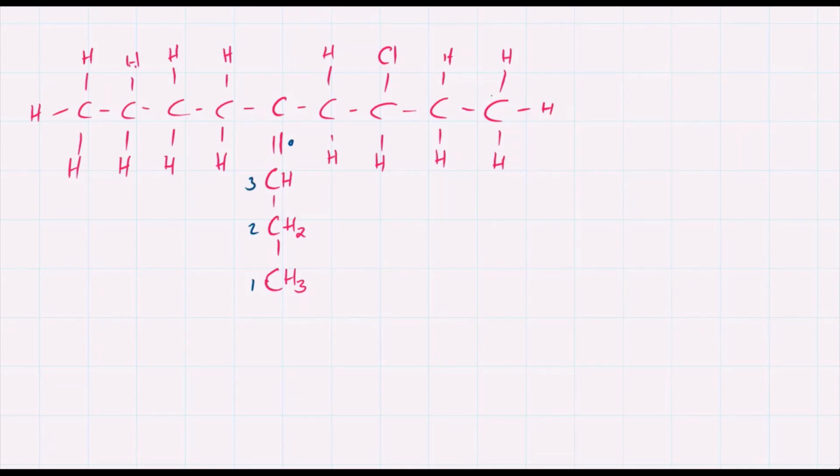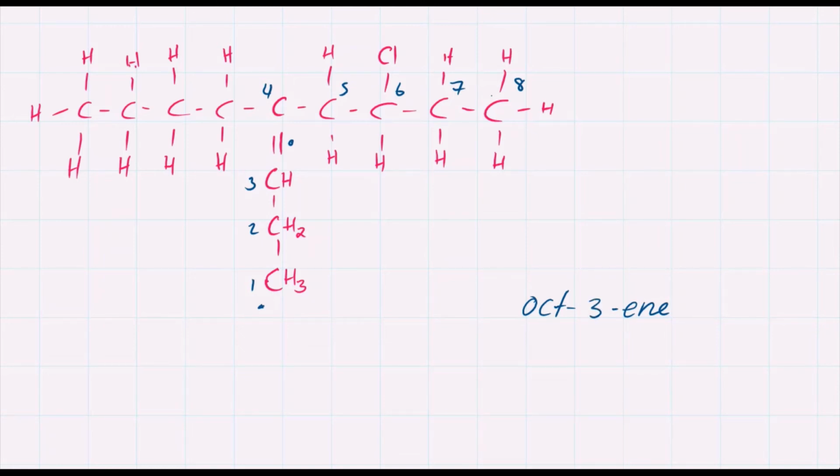1, 2, 3, 4, 5, 6, 7, 8. Remember, I counted starting here because I want that alkene to be on the lowest number, 3. If I counted from this end, it would be 1, 2, 3, 4, 5, 5, and that's bigger than 3. So it's 8 carbons long. We know that it's going to be an oct-something-ene. That double bond starts on carbon number 3, so it's an oct-3-ene.